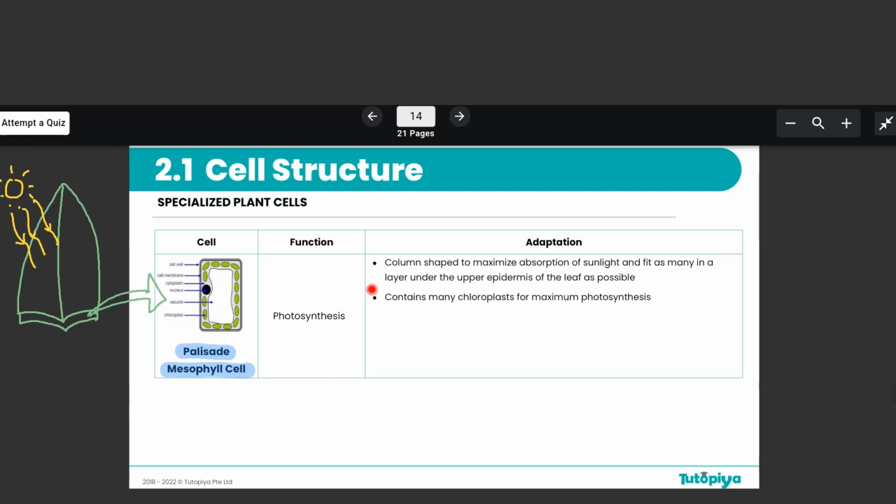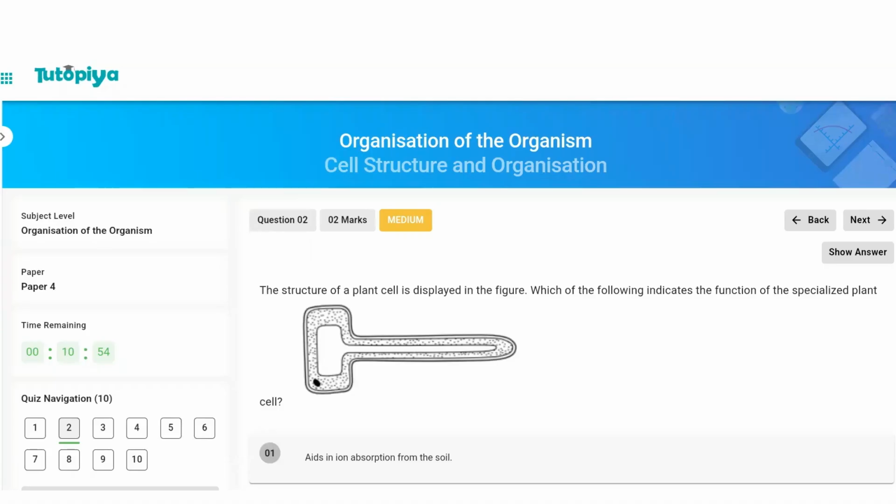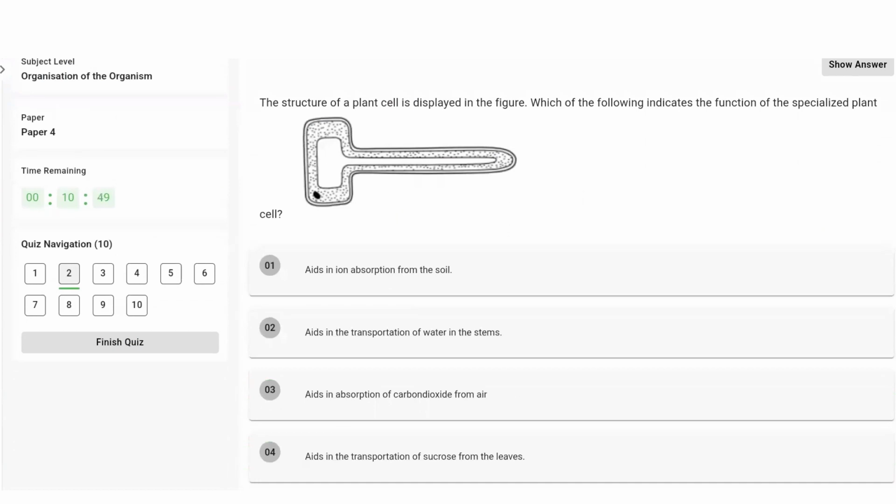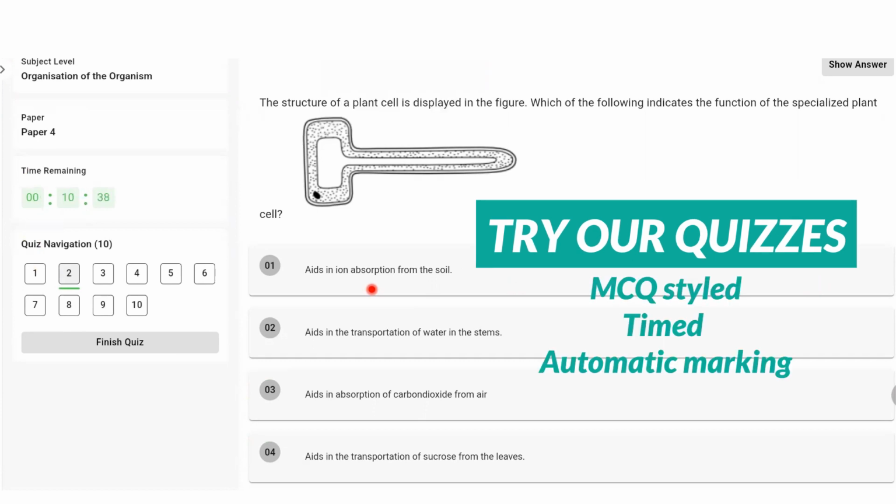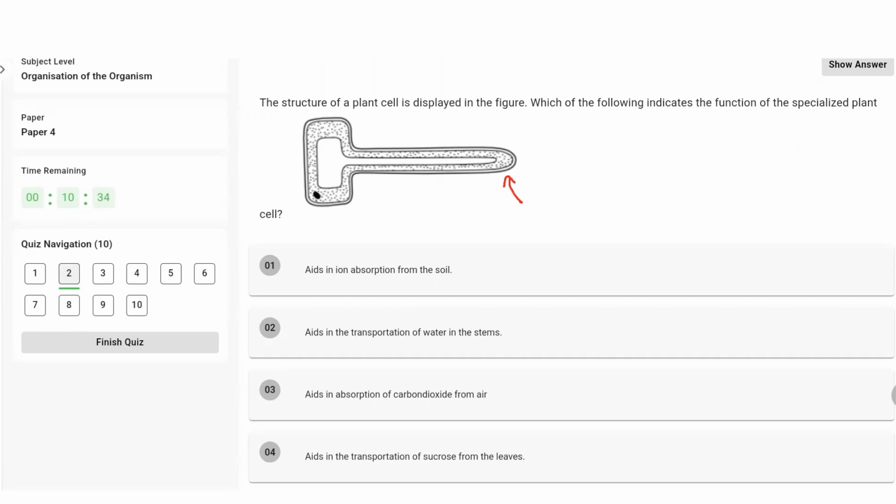And with that, we've learned about the three specialized plant cells. So now let's take a look at a few questions from our question bank. All right, so here's our first question. The structure of a plant cell is displayed in the figure. Which of the following indicates the function of the specialized plant cell? So before jumping on to the function of this cell, we must first be able to identify this cell. And the moment we see this cell, we can understand that this is the diagram of a root hair cell. So we need to pick out the correct function of a root hair cell from these answers. We know that the function of the root hair cell is basically to absorb water and mineral ions. So let's see which answer we can choose.